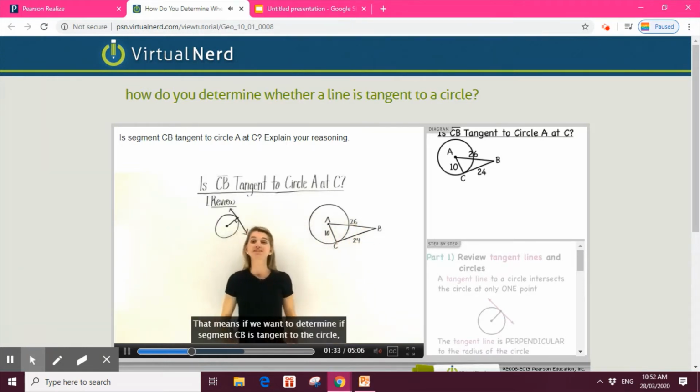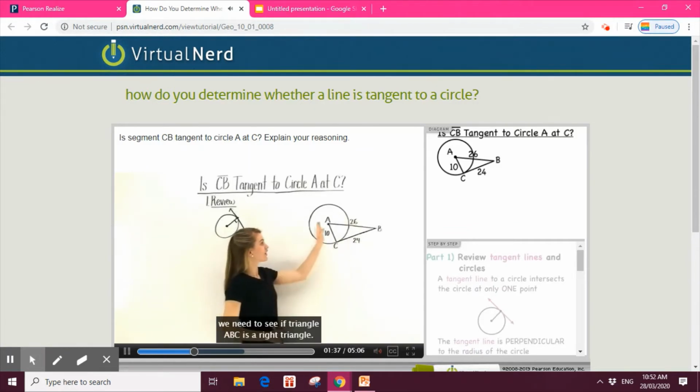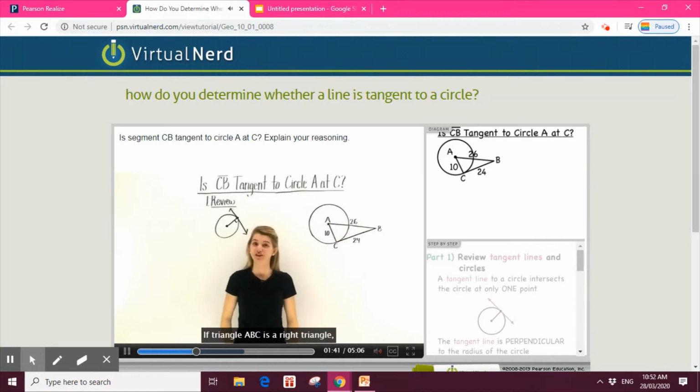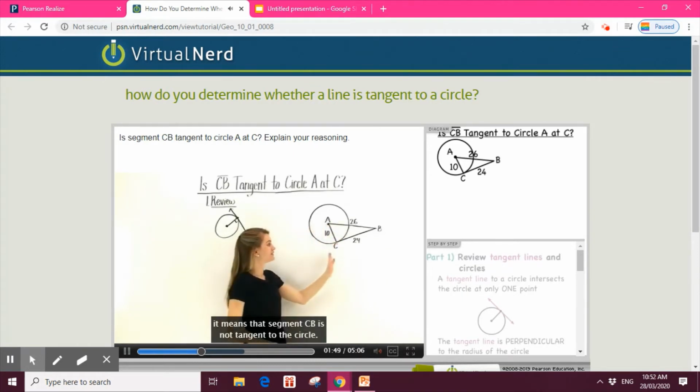That means if we want to determine if segment CB is tangent to the circle, we need to see if triangle ABC is a right triangle. If triangle ABC is a right triangle, that means segment CB is in fact tangent to the circle. If triangle ABC is not a right triangle, it means that segment CB is not tangent to the circle.